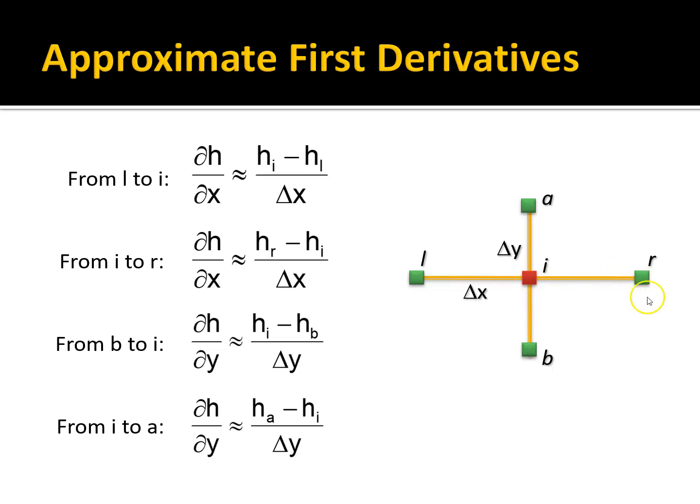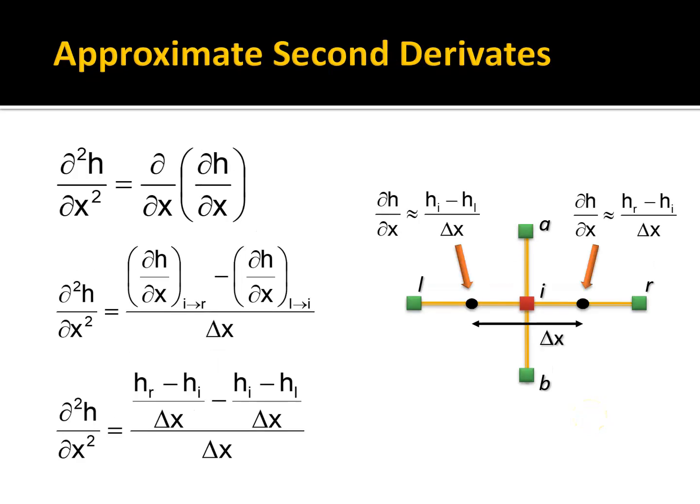Likewise, to go from I to R, we take HR minus HI divided by delta x. And then down here, going vertically, we do HI minus HB divided by delta y. And then HA minus HI divided by delta y. So again, just a very simple representation of effectively the hydraulic gradient, or the first derivative of head in the x and the y direction for each of these four relationships between the nodes. Now, the next thing we need to do is approximate second derivatives.